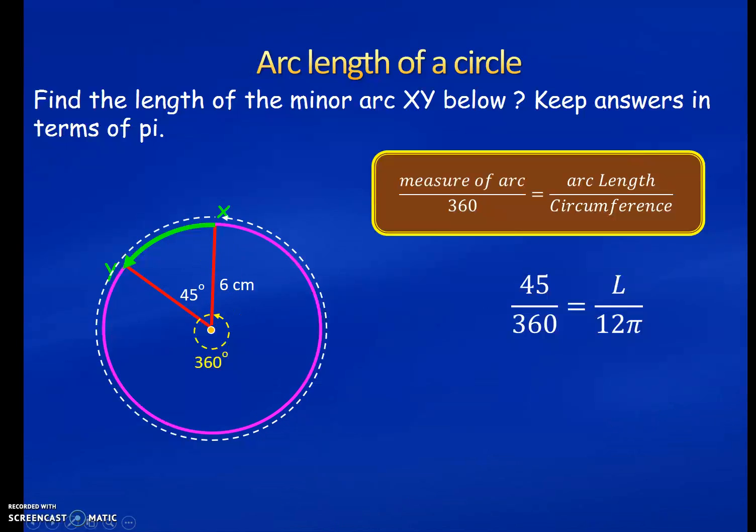If you don't remember that, write that down, but circumference is 2 pi r. So I'm going to take the radius and double it and put a pi on the end. And now I'm going to keep my answers in terms of pi. So now I'm going to start cross multiplying after I've come up with my proportion.